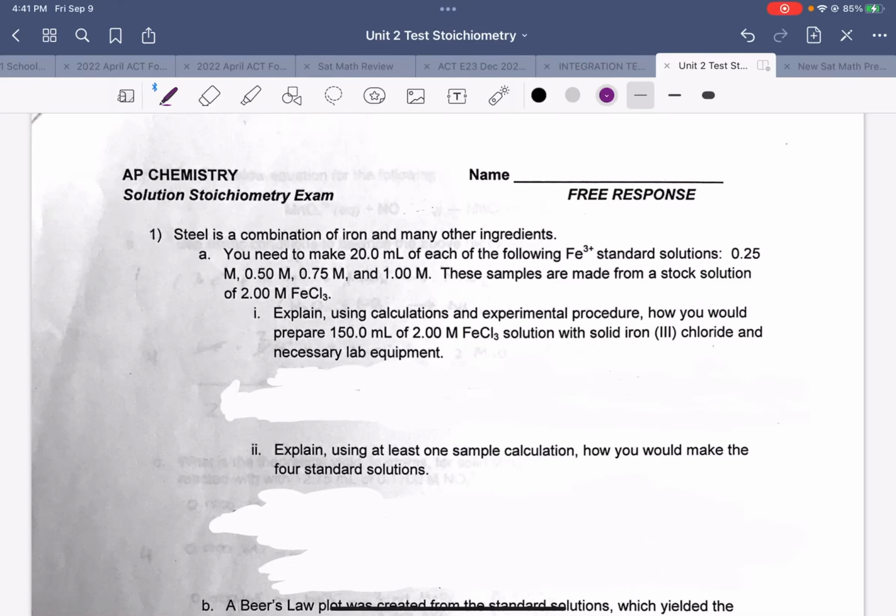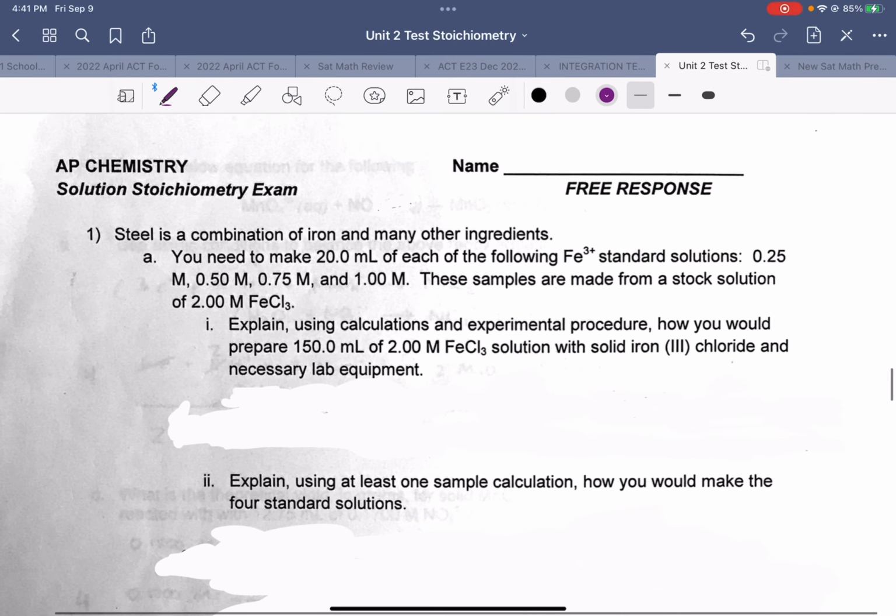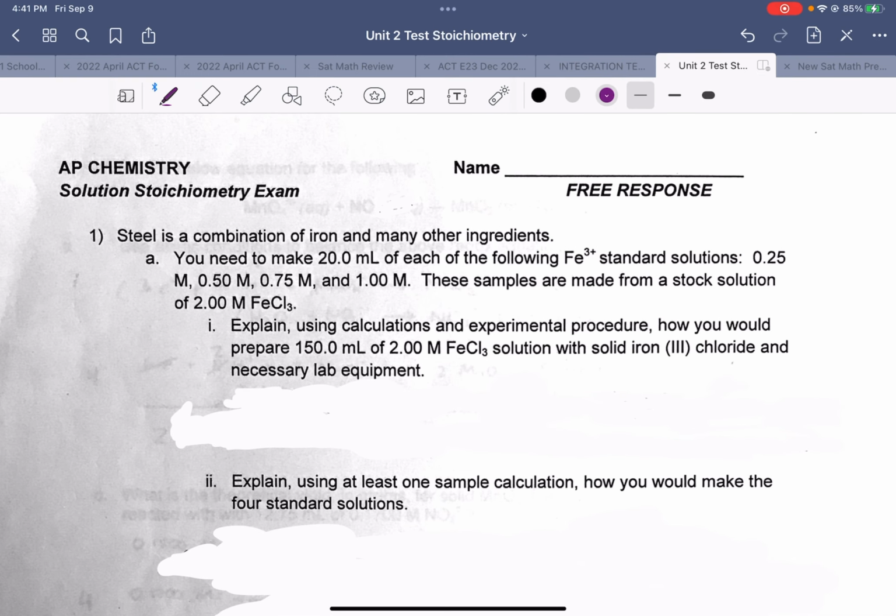This video is continuing from the last video, stoichiometry for multiple choice. So this is a free response. Now, number one, steel is a combination of iron and many other ingredients.